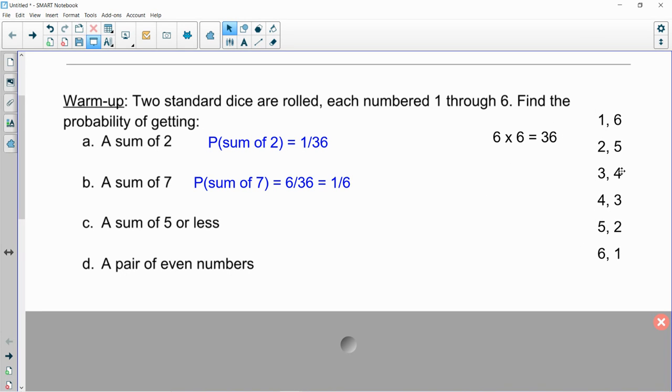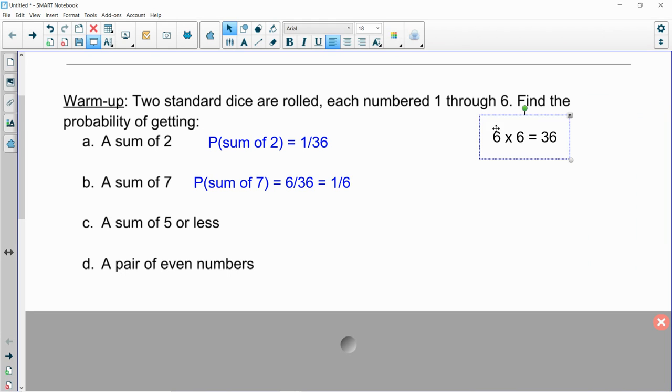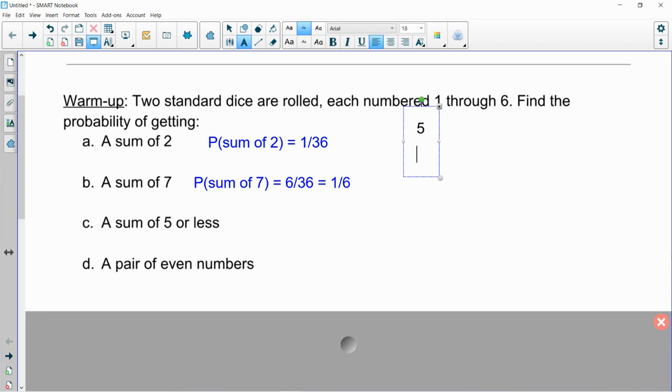Okay. How about the sum of 5 or less? All right, so let's think about what we can do here. I'm going to clean this up a little bit here. Let's cut this. And let's cut this. All right, let's think about a sum of 5 or less. We'll start with 5. So I'm going to make a little list right here. We could do 1 and 4, and this is what you should be doing as you're thinking your way through these problems. 2 and a 3, 3 and a 2, and a 4 and a 1. These are all the ways that we can roll a pair of dice and get a sum of 5, right?